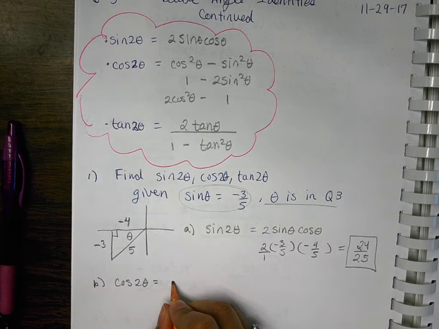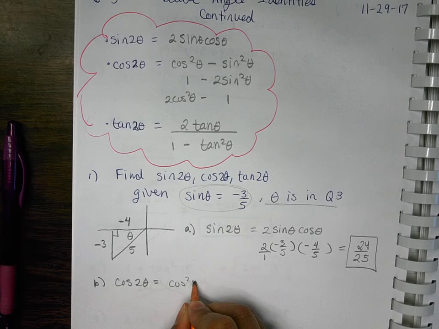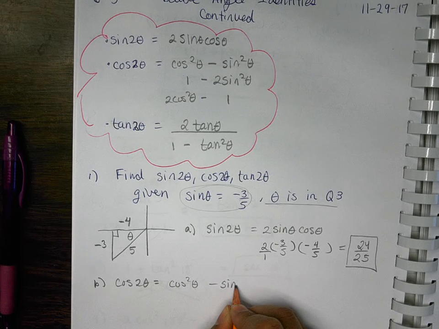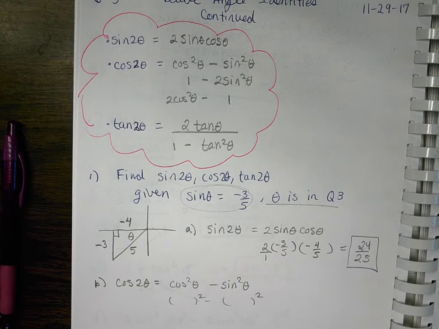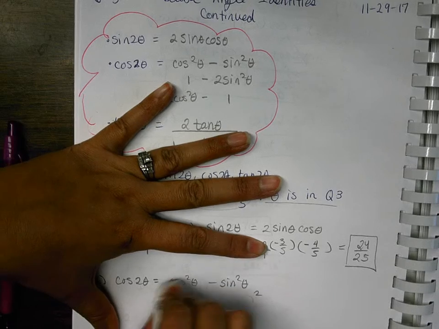If you're doing the first one, you're doing cosine squared theta minus sine squared theta, blank squared minus blank squared. Okay, go ahead and do it. I'm going to do mine differently when I do it with you guys. I just want to at least set you up if you're doing it this way. If you are doing a different way, that is fine as well.